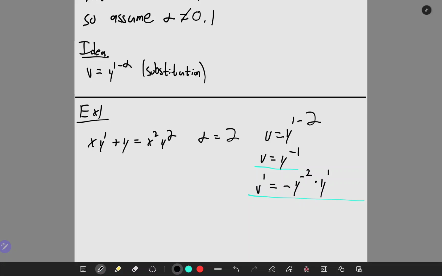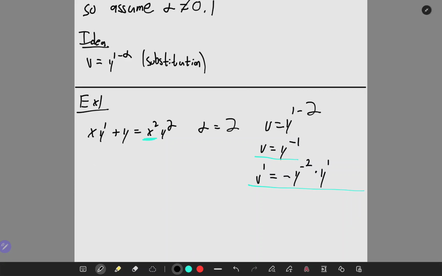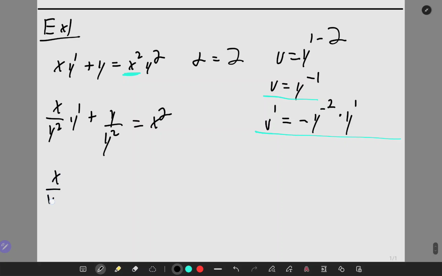Now we could continue. To start off with, we want this term by itself here, so we're going to divide the whole thing by y squared. So this is going to become x over y squared times y prime plus y over y squared is equal to x squared. And this simplifies to x over y squared, y prime, plus 1 over y, or y to the negative 1, is equal to x squared.